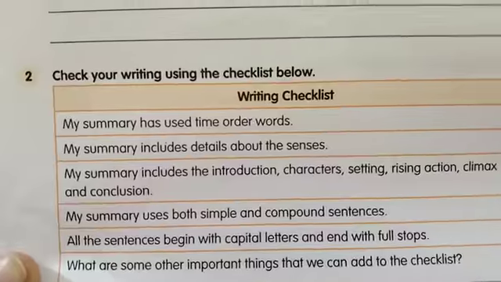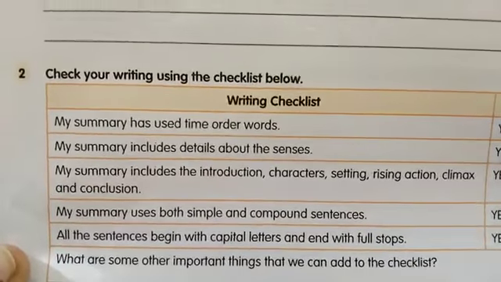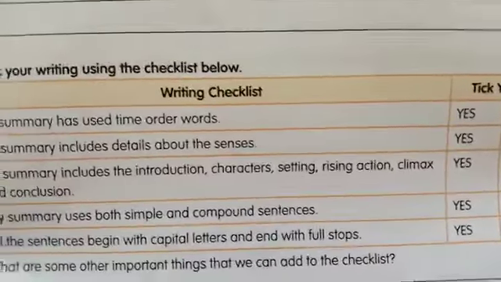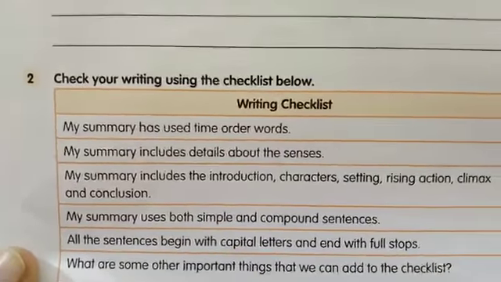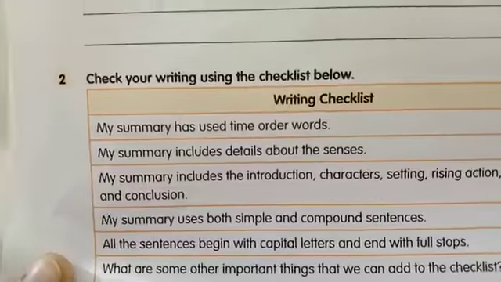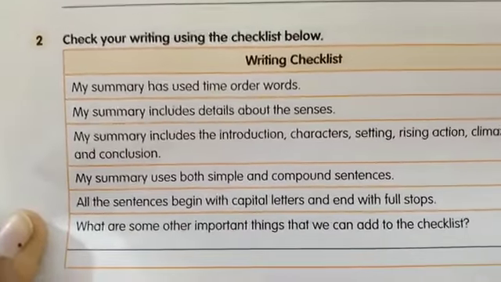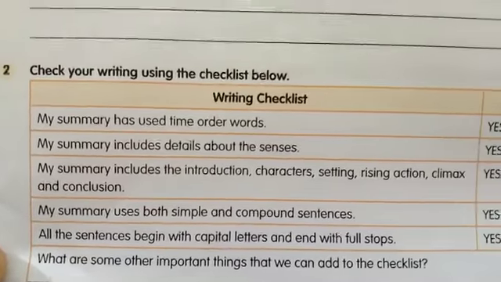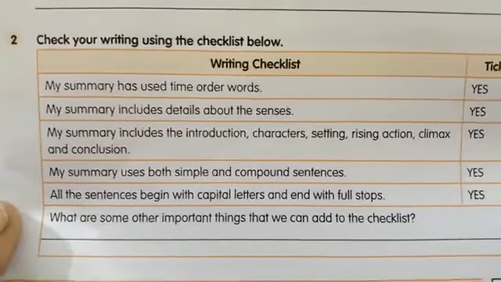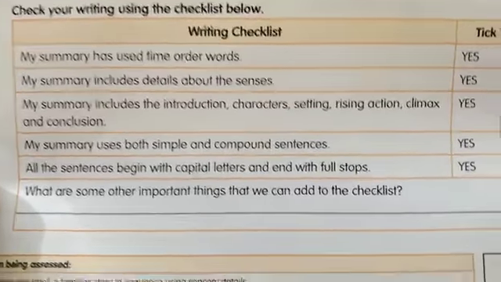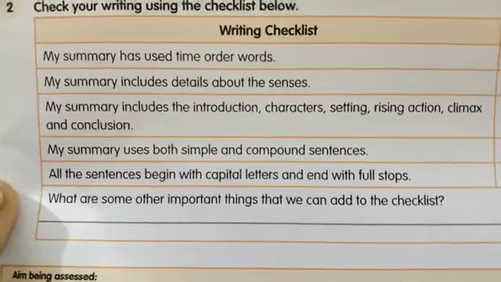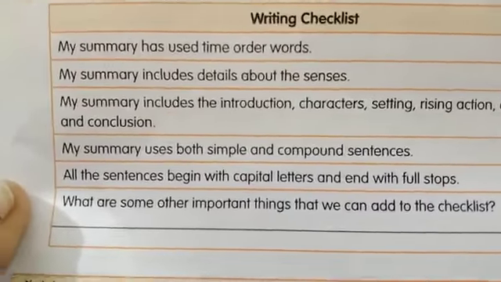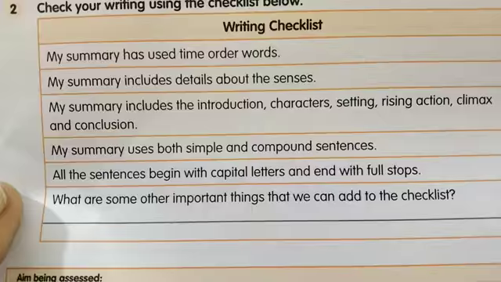And after that you want to check your writing using the checklist. My summary has used time order words. That means you want to use them correctly, then only you can keep yes, otherwise you will go for no. So if you go through your checklist first, then you can write your paragraph really very well. It must include the details about the senses, and also it must include the introduction, character, setting, some action, the rising action which we discussed in our first session, climax and conclusion. Try to include all these things in your paragraph, and also use both simple and compound sentences.